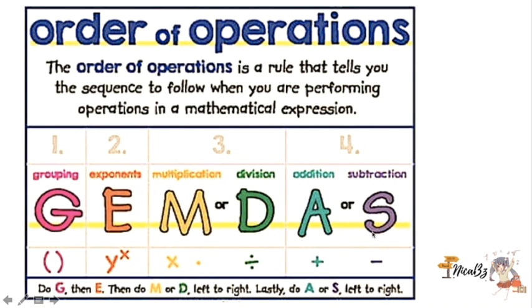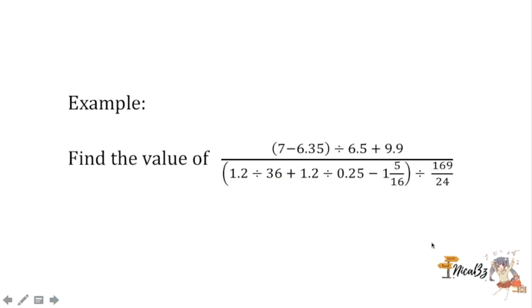And the last part, addition or subtraction. Same as multiplication and division, you have to know which one comes first from left to right. So if subtraction comes first, then you must do that operation first. Right. So again, that's grouping, exponent, multiplication, division, addition, and then subtraction.